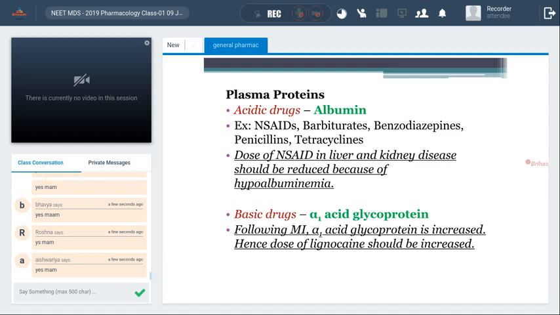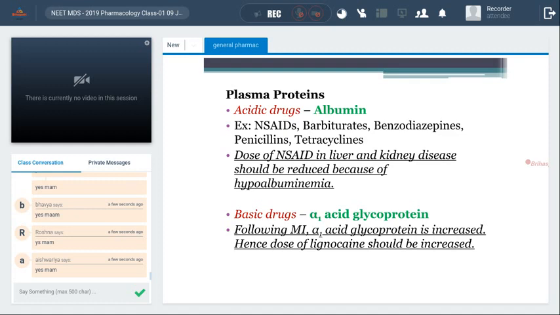You have many types of plasma proteins, out of which the most common ones are albumin and alpha-1 acid glycoprotein. Acidic drugs bind to albumin and basic drugs bind to alpha-1 acid glycoprotein. Okay, this is a standard. Acidic drug examples: NSAIDs, barbiturates, benzodiazepines, penicillin, tetracycline. All these are acidic drugs. They will remain bound to albumin when they are in circulation.